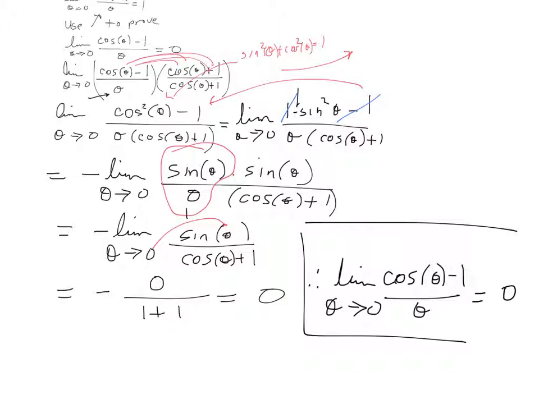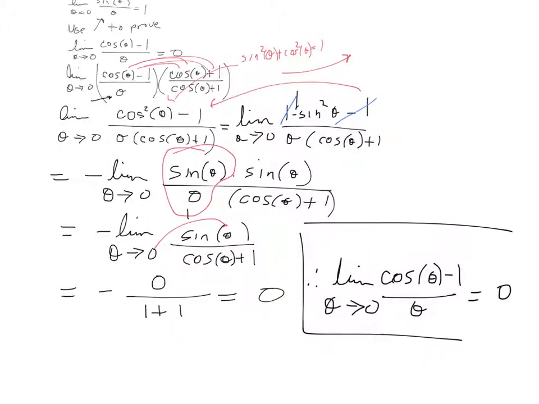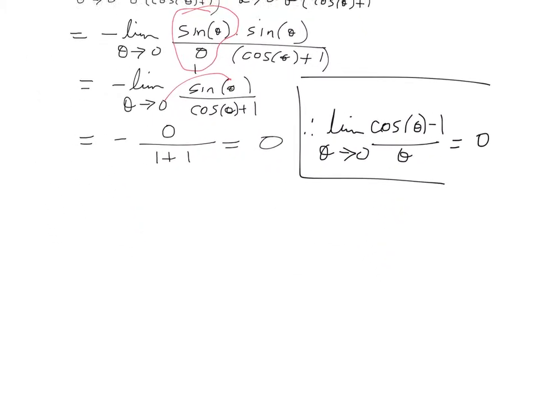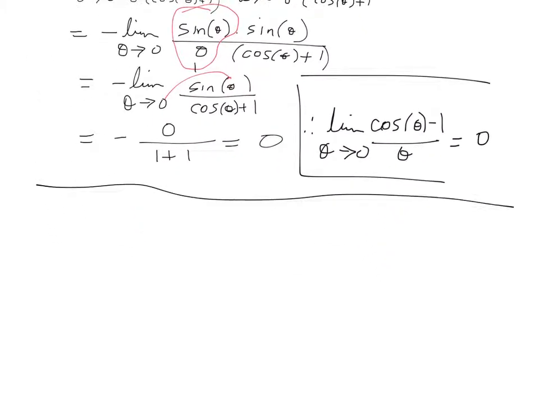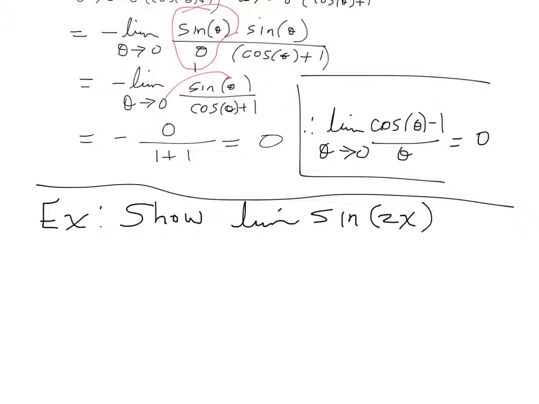Now in your homework, they're going to give you problems that are going to look more like this. It's going to say, show the limit of sine of 2x over 5x as x approaches 0 equals 2/5.